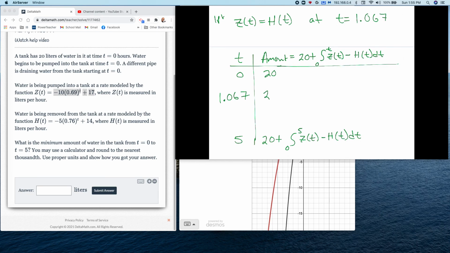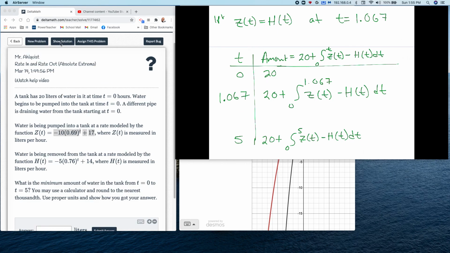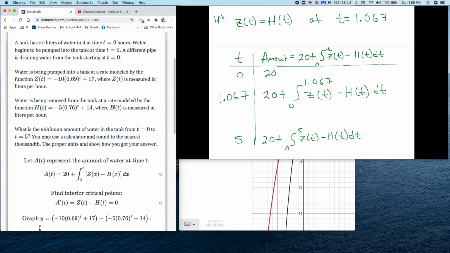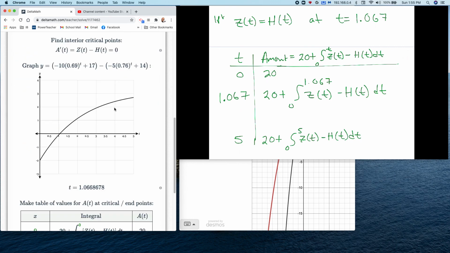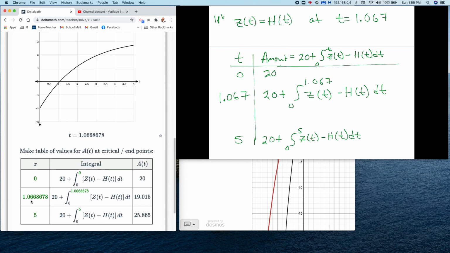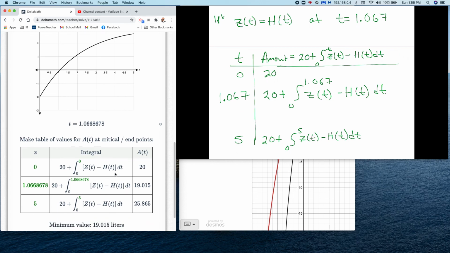So now this would be 20 plus the integral from 0 to 1.067 of z of t minus h of t. And then you'd go through and solve it. And I'll show you, let's see if they do the same kind of thing on here. Yeah, so they use it on there, and then they show you.